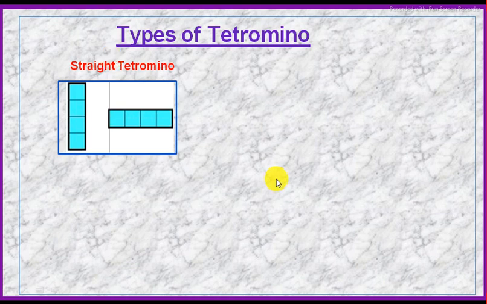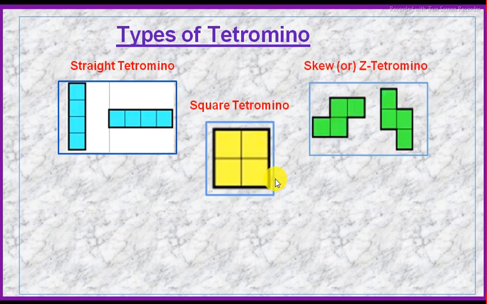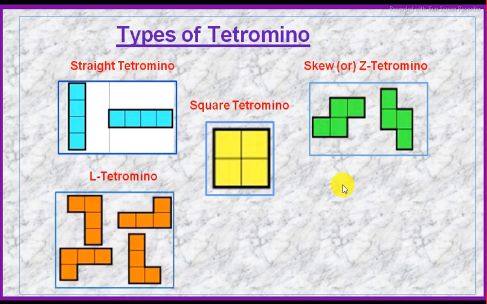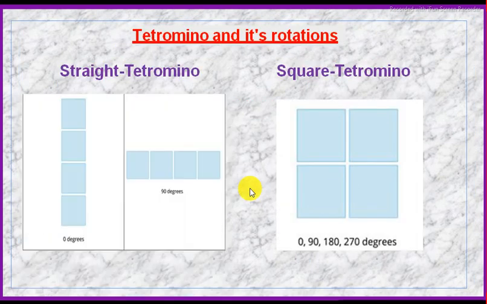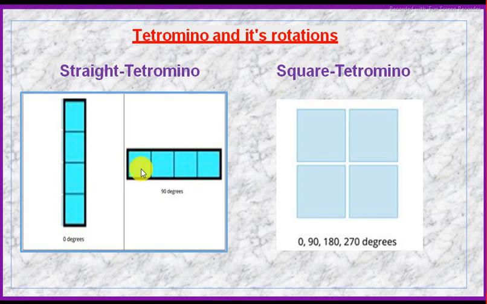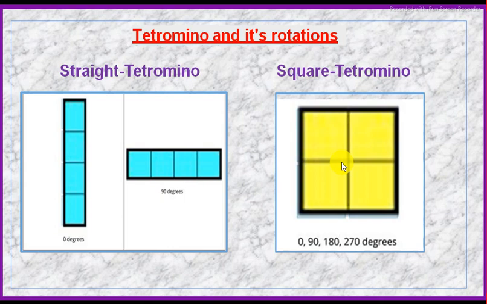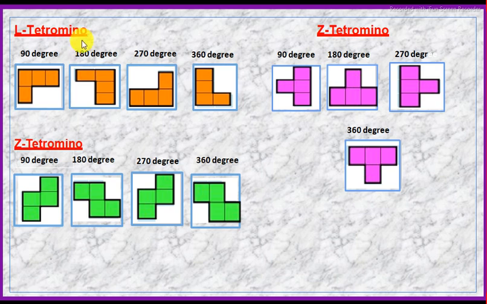Let's see the names of the types of tetromino. Straight tetromino, square tetromino, skew tetromino or Z-shaped tetromino, L-shaped tetromino and T-shaped tetromino. When it is rotated by 0 degrees and 90 degrees, you get a horizontal line. Square tetromino, whichever angle you rotate, the shape is the same. Similarly for the L-shaped, Z-shaped and T-shaped tetrominoes, you have the angles of rotation.